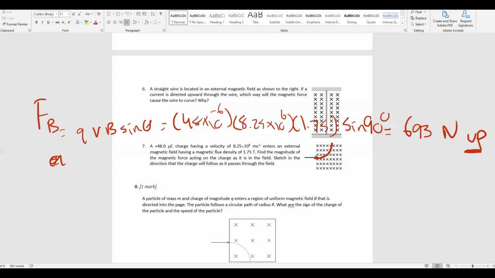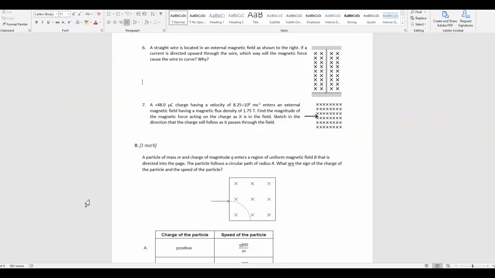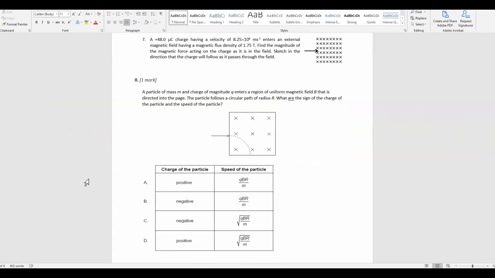Okay, so pause it here before I erase. Question 8, it says a particle of mass m and charge of magnitude q enters a region of uniform magnetic field B that is directed into the page. The particle follows a circular path of radius r. What are the sign of the charge of the particle and the speed of the particle?